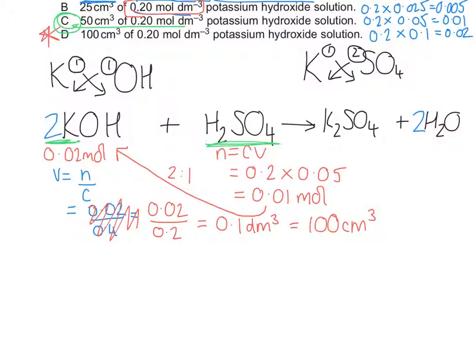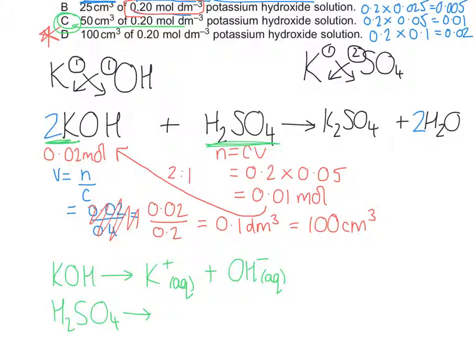And why is that? Well, it's because when potassium hydroxide is in solution, so dissolves in water, I get potassium plus and 1 hydroxide ion because of the formula of it being KOH. But when sulfuric acid dissolves in water, so when we have a solution of sulfuric acid, you can see that I have 2 H plus ions for every 1 mole of sulfuric acid.